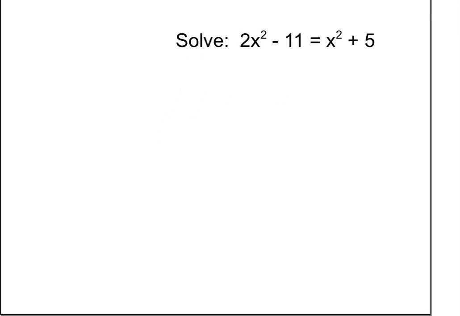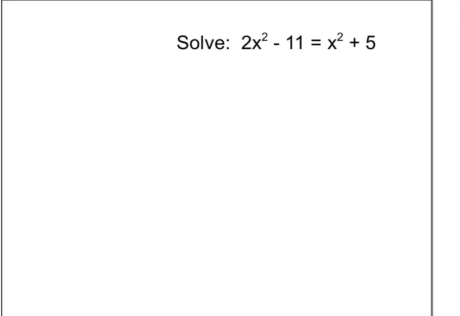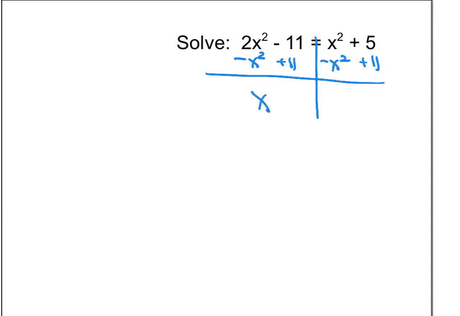Let's try this problem. We're going to solve this using the root method. When I initially look at it, I don't see any perfect squares, so I don't really recognize that that would be the way to go first. But I am going to try it, and I'm going to isolate the term that has the x squared in it. So to do that, I'm going to subtract a 1x squared from both sides and add an 11 to both sides. So what happens, I end up with 2x squared minus 1x squared is x squared. That cancels, that cancels. I have x squared equals 16.